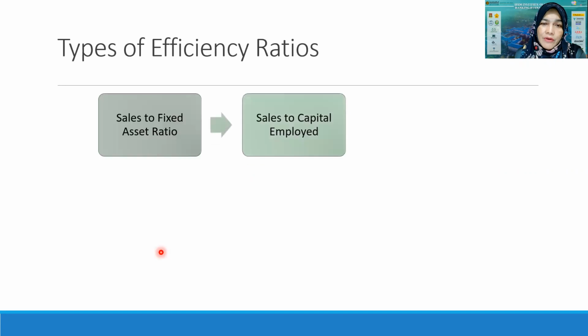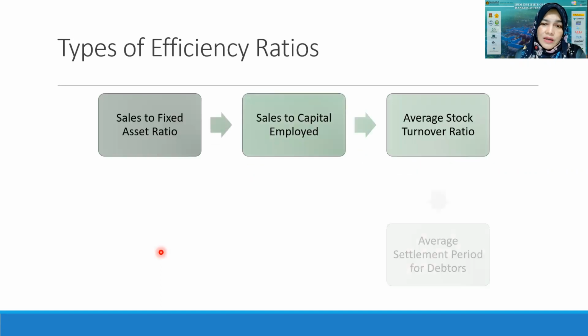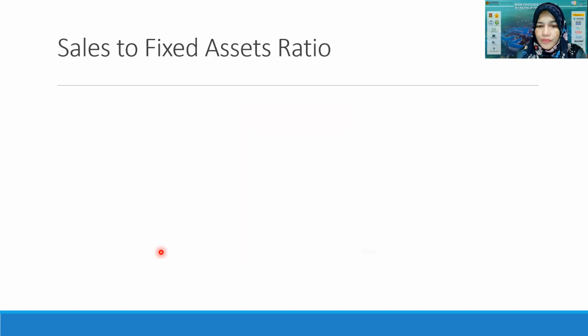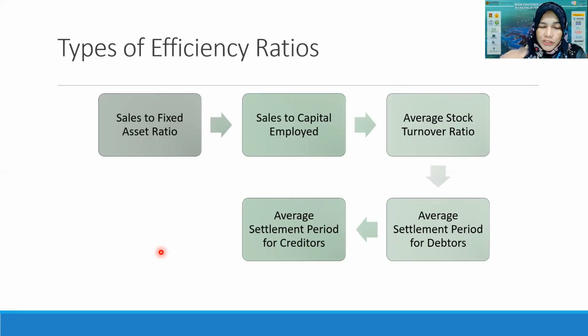So these are the types of financial efficiency ratio. There are five efficiency ratios. The first one is the sales to fixed asset ratio, which measures the amount of sales able to be generated from the fixed assets. This one is about sales to capital employed. This one is the average stock turnover ratio. This one is the average settlement period for debtors, and this one is the average settlement period for creditors.